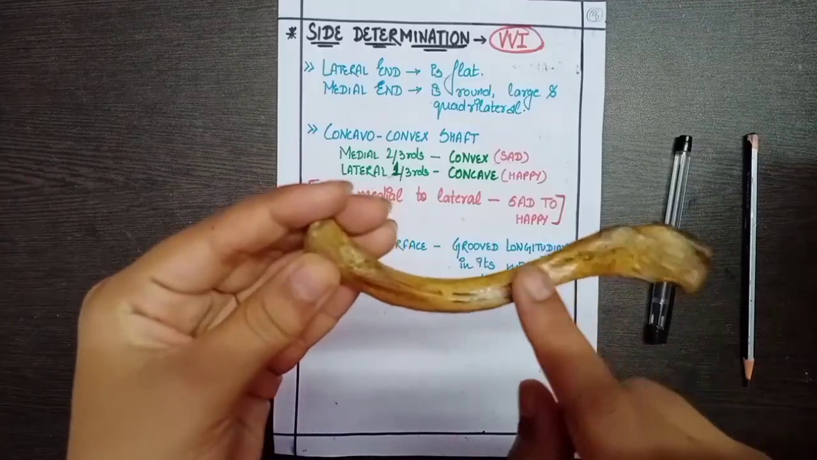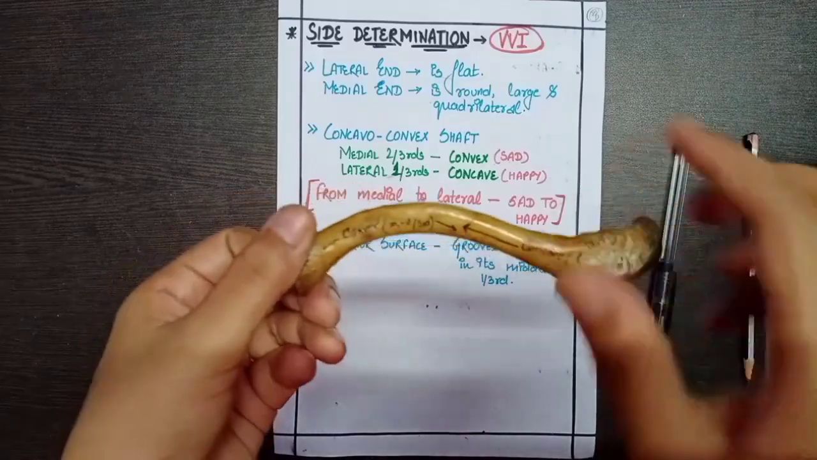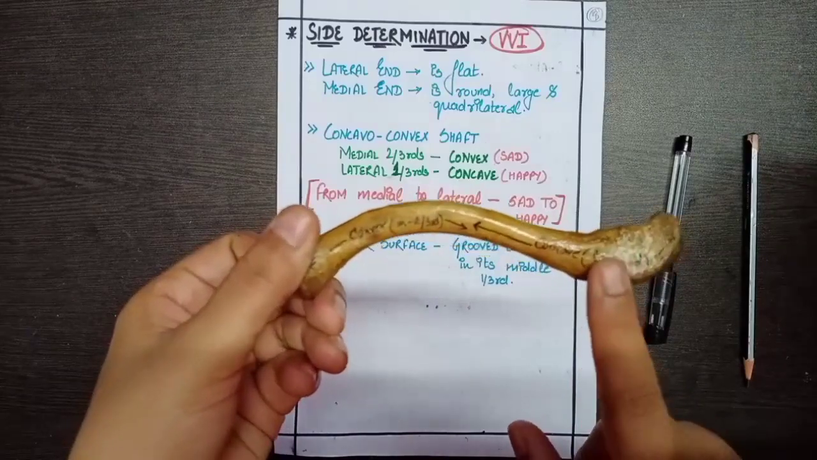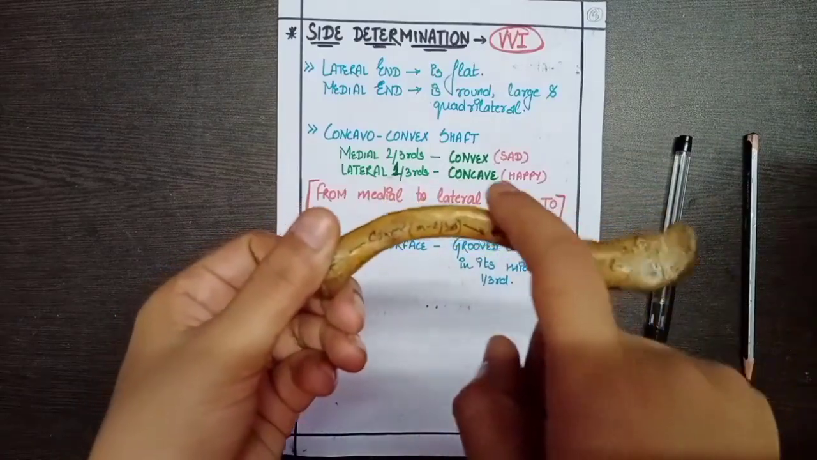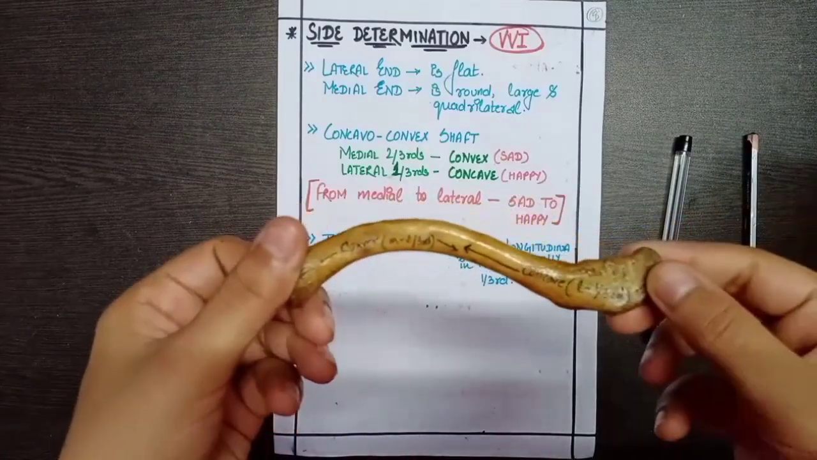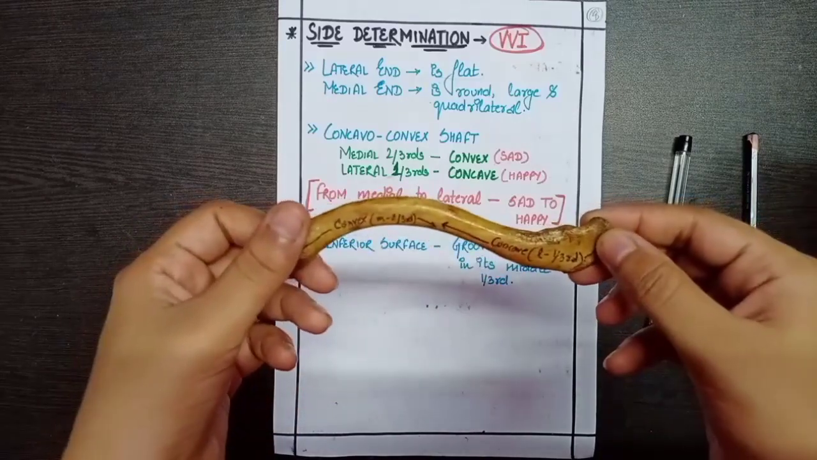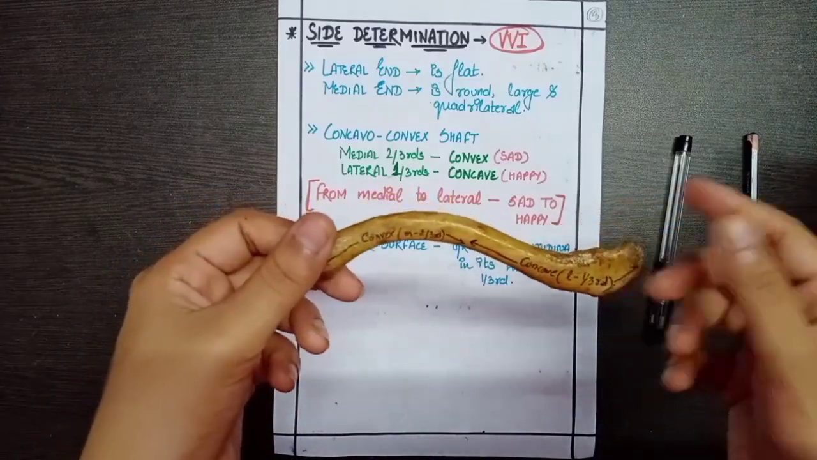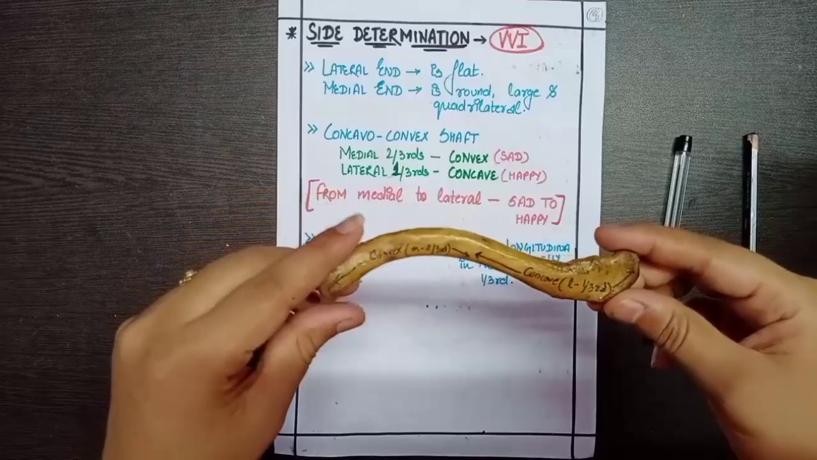So this is going to be your inferior surface and this is going to be your superior surface. And you will have a convex shaft. So this is going to be my right side of the clavicle. This is how it is placed. Okay, and how will you catch it is this way.